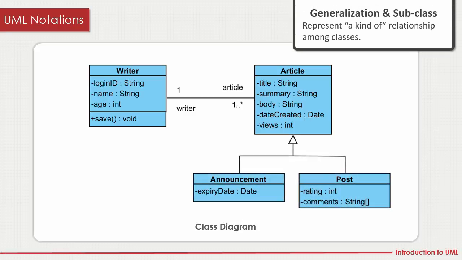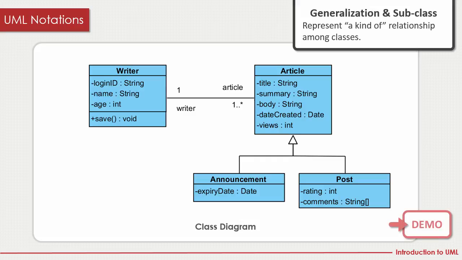And generalization and subclass represent a kind-of relationship between classes. We have article. We have different types of article. Announcement is a kind of article, and post is also a kind of article we have. You see, we can read the class diagram verbally, like the writer has one or many articles, and the article could be an announcement or could be a post. So it's a very human side of the class diagram.